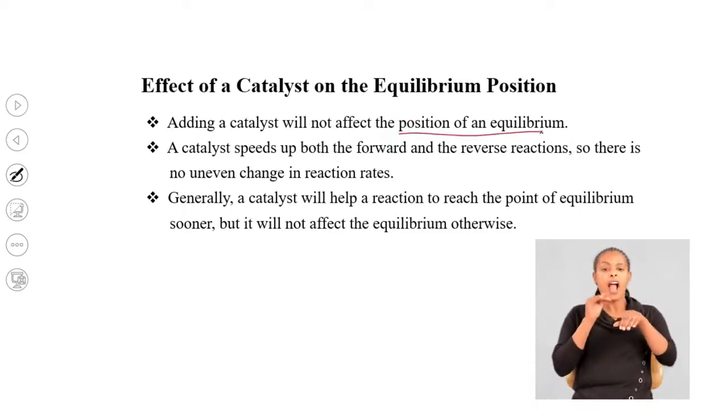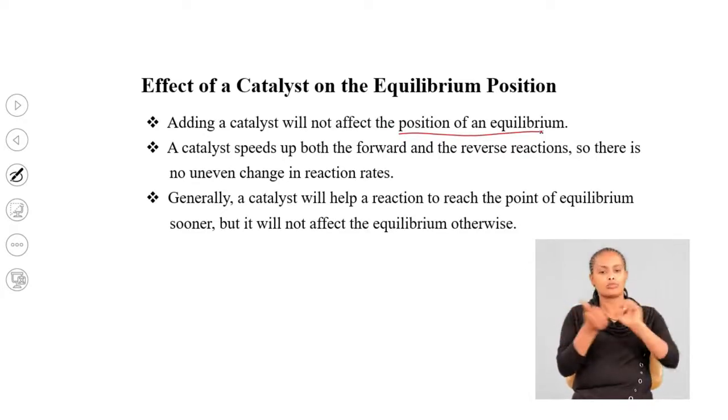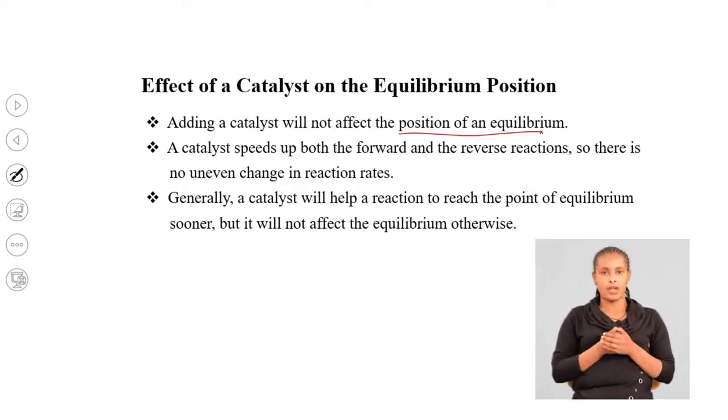A catalyst speeds up both the forward and reverse reactions, so there is no uneven change in reaction rates. Generally, a catalyst will help a reaction to reach the point of equilibrium sooner, but it will not affect the equilibrium otherwise.